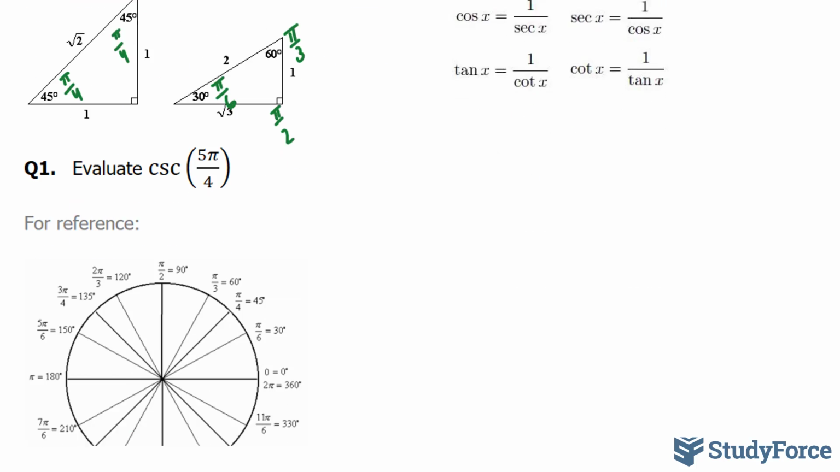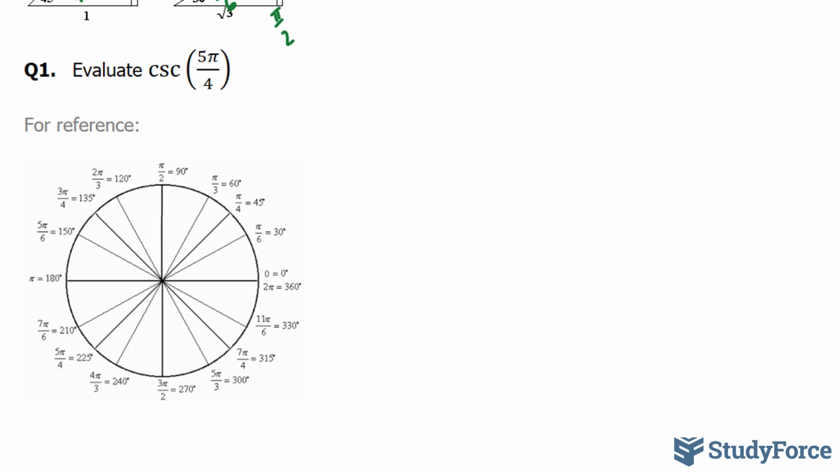So let's start with question 1. In question number 1, they ask us to evaluate cosecant of the angle 5 pi over 4. The first thing that you have to determine is where this will land in the unit circle. Will it land in the first, second, third, or fourth quadrant? Now given what we have, 5 pi over 4.